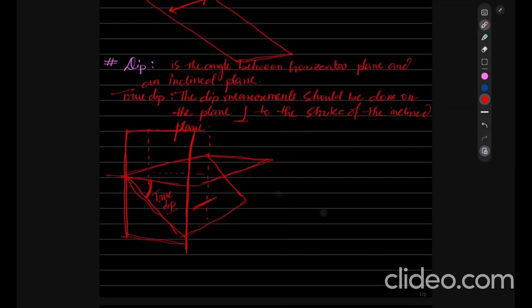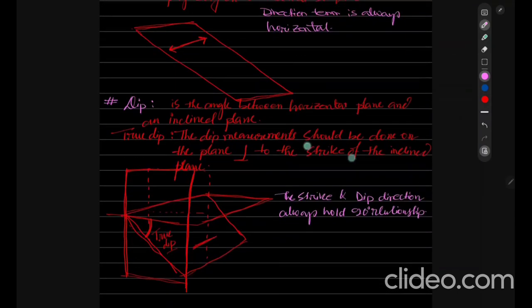This is called the apparent dip. So in case of true dip, the strike and the dip direction always hold a 90-degree relation. Is it clear? So this is the strike and the dip. Now I am hitting one point, that is the orientation of a plane. How can we orient a plane? We can orient a plane by two parameters. One is strike and another is dip. By these two parameters we can orient a plane.